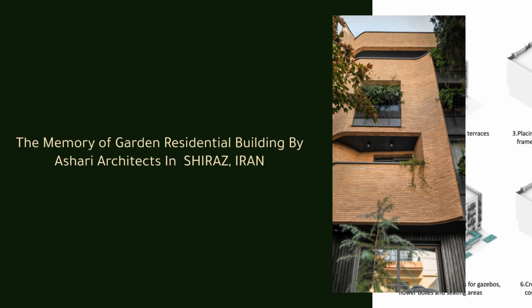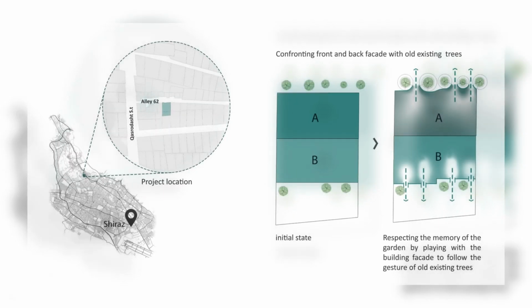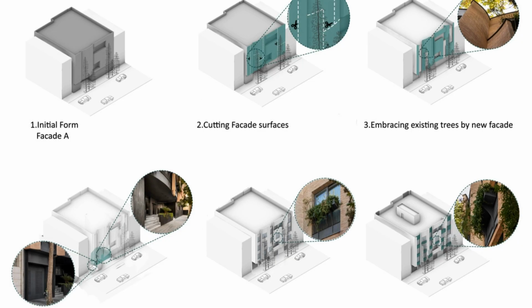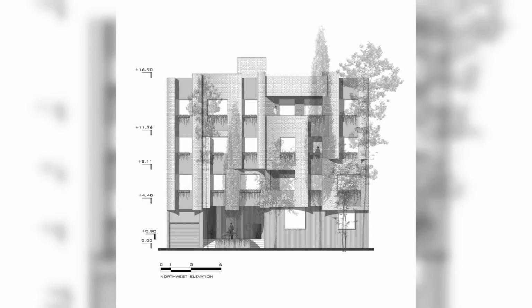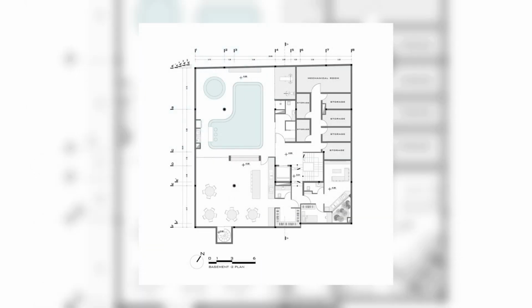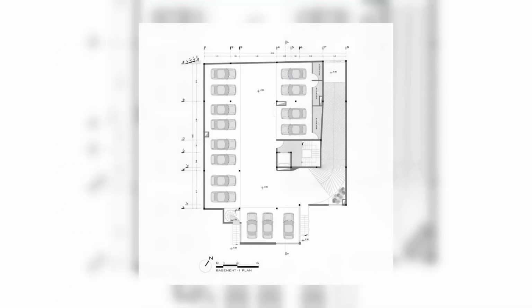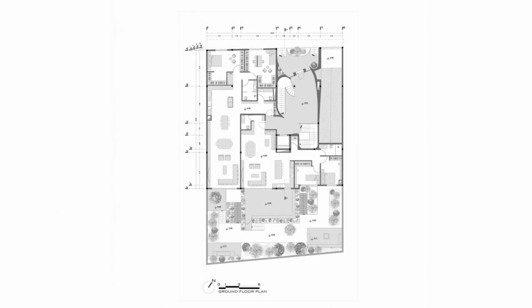The Memory of Garden Residential Building by Ashari Architects in Shiraz, Iran. The project was designed and constructed on Qasr al-Dasht Street in Shiraz, Iran. This street is known as a green and pleasant neighborhood due to its proximity to Qasr al-Dasht Gardens. Due to the increase of construction in these old green areas, a significant portion of the vegetation has been destroyed.